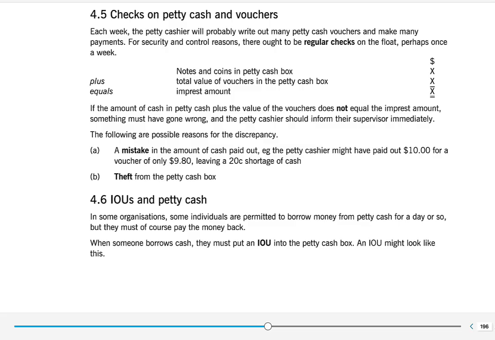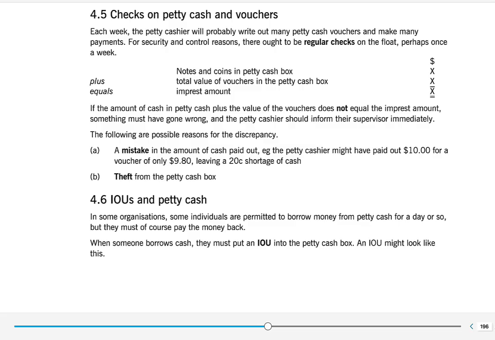Why regular checks are needed? The reason regular checks are needed is security. Petty cash is easy to misuse because it is real cash. Cash is easy to take. Cash is easy to hide. So checks help stop fraud and stop careless mistakes. Also, checks help the company know that petty cash records are accurate.